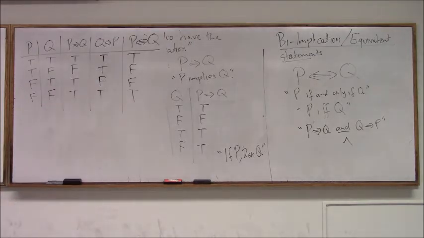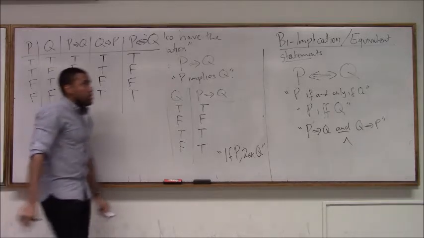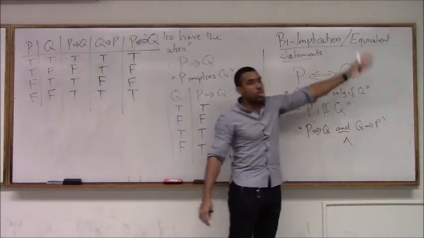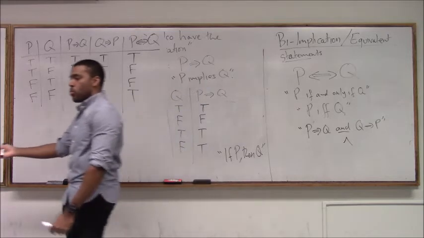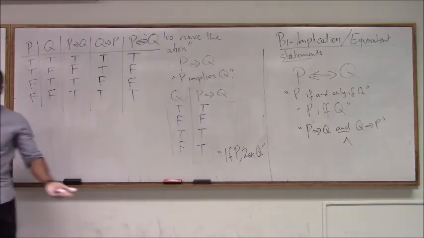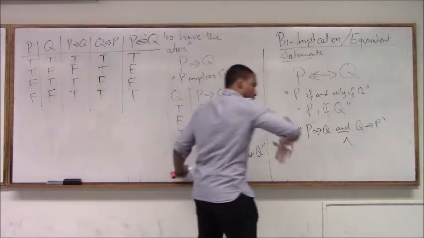You can notice that this happens 2 times. It happens when they're both true or when they're both false. This means they have the same truth value all the time, right? Meaning that you can think of these 2 statements as equivalent statements. Me saying one is the same as me saying the other and vice versa. If one is true, the other is automatically true.